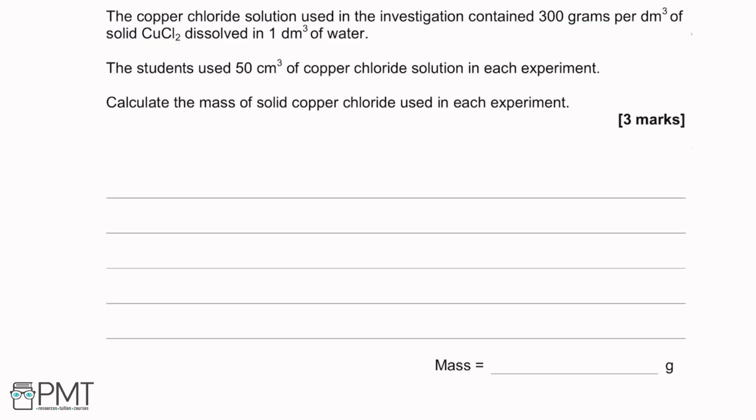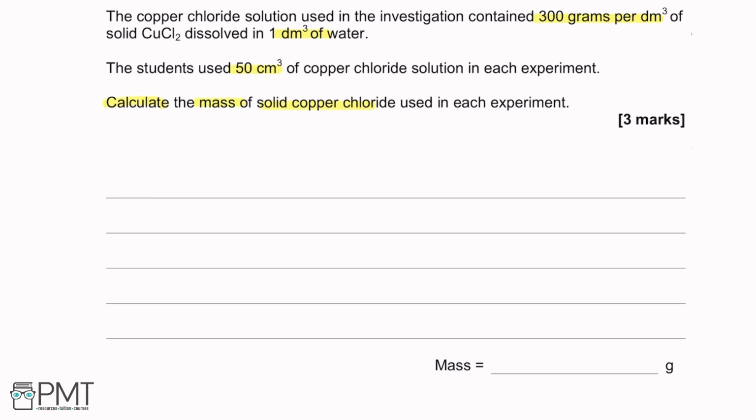The copper chloride solution used in the investigation contained 300 grams per decimeter cubed of solid copper chloride dissolved in 1 decimeter cubed of water. The students used 50 centimeters cubed of copper chloride solution in each experiment. Calculate the mass of solid copper chloride used in each experiment.